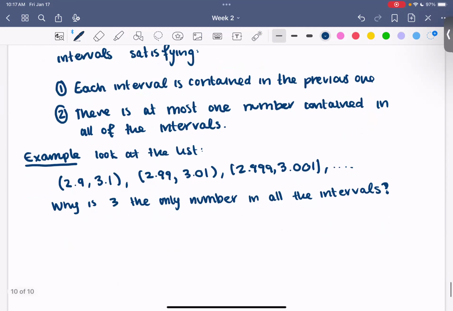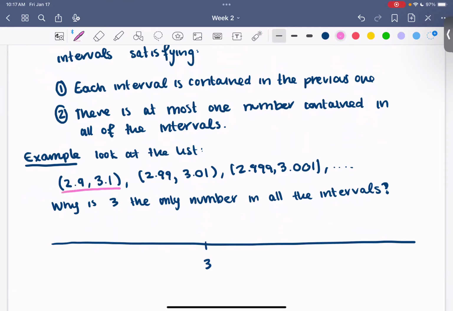So maybe I'll draw a picture. This is a really zoomed in picture. Here's 3, and then I'm going to draw this interval in pink, this one in red, this one in green. So here's 2.9 to 3.1. And then the next interval is a bit smaller, and then the next one's even smaller.